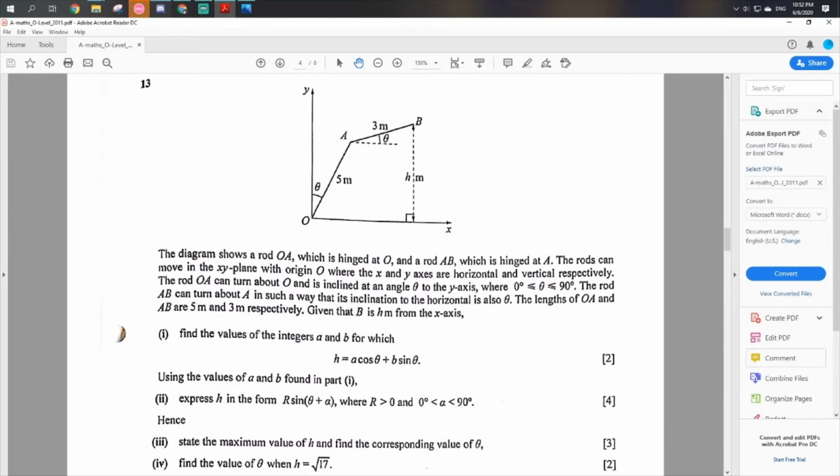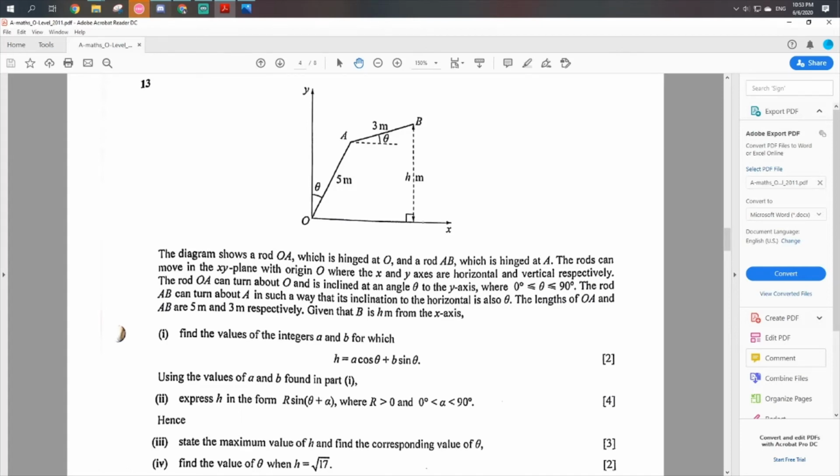Okay, question 13. Finally, we have reached the last question, which is our R formula. The diagram shows a rod OA which is hinged at O and a rod AB which is hinged at A. The rods can move in the xy plane with origin O, where the x and y axes are horizontal and vertical respectively. The rod OA can turn about O and is inclined at an angle theta to the y-axis, where 0 degrees is less than or equal to theta, which is less than or equal to 90 degrees.